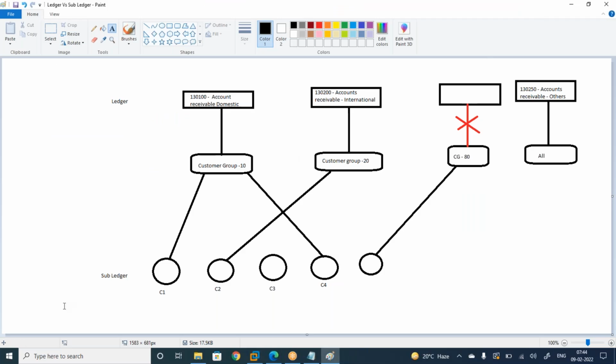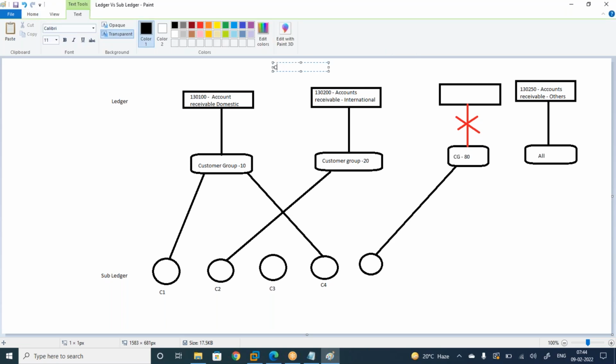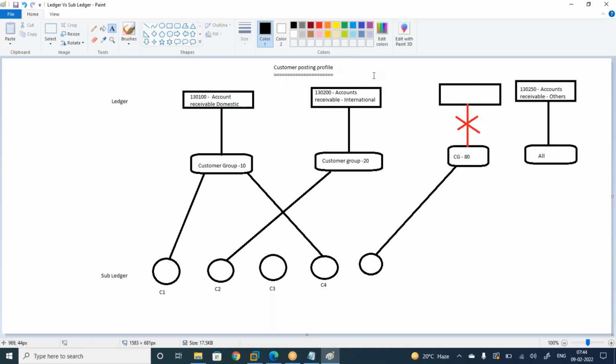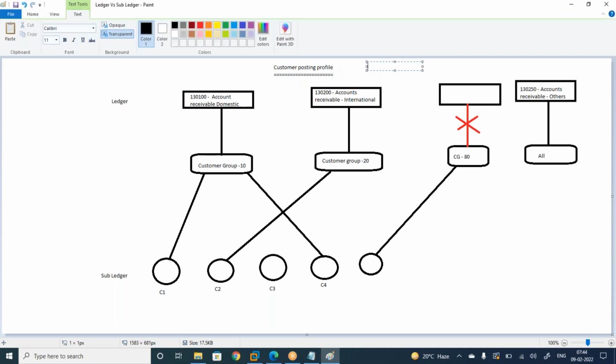Understood the linkage? This is called ledgers, this is called sub ledger. So all these things are available in the vendor posting profile and customer posting profile. This path is basically from the customer is grouped to the customer group. Customer is assigned with the group, and group is assigned with the posting profile. Yes. And then posting profile holds the GL account information. Yes, correct? Exactly.